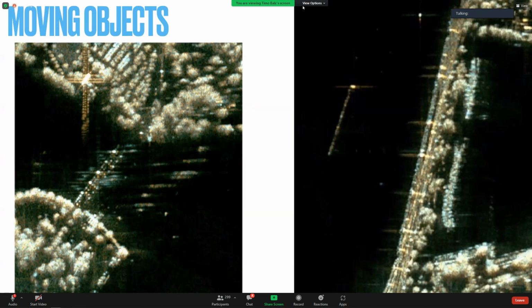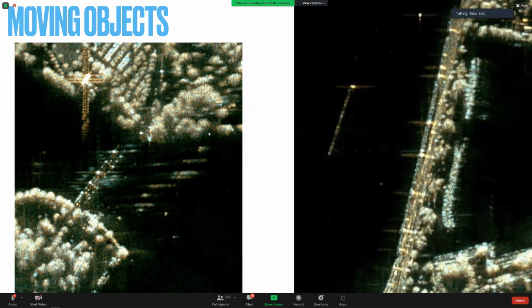And now let's do that a bit. So when we have an object that is moving in the SAR image, moving fast, like a car, that can disturb the imaging process.